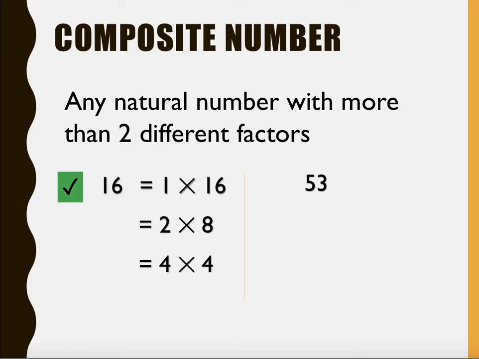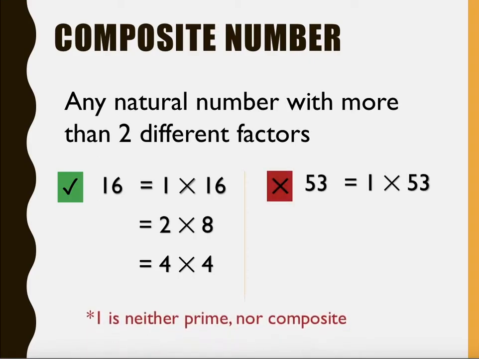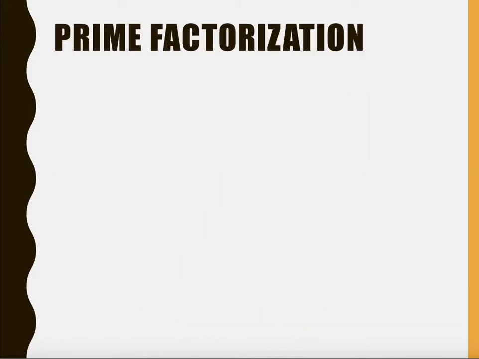When we look at 53, we can just write it as 1 times 53. We cannot make it a product of any other numbers. So 53 is not a composite number. 1 is neither a prime number nor a composite number, just something to keep in mind.